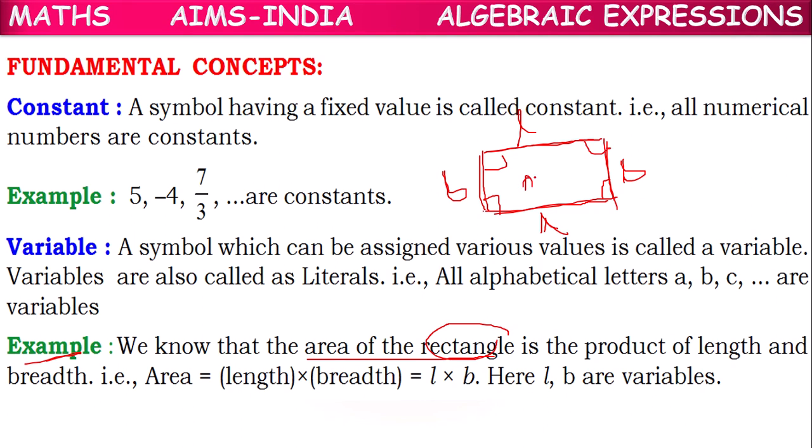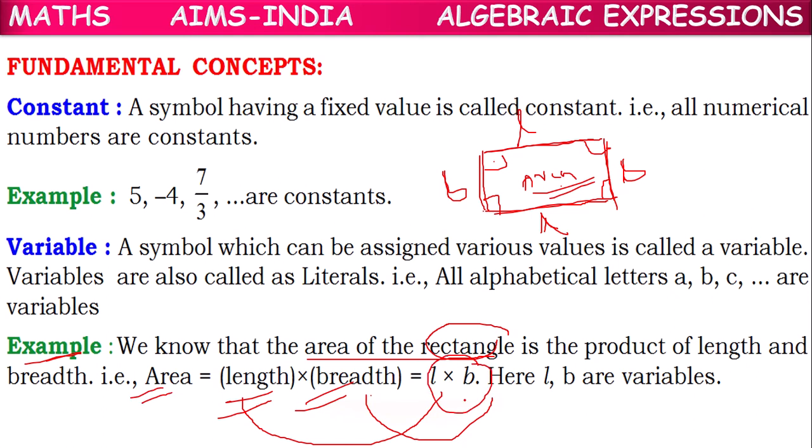The formula for the area of a rectangle is length into breadth, where we take the symbol L for length and the symbol B for breadth. So we can write the formula as L into B in shortcut form. Here L and B stand for variables, or literals. We can take any value in the place of L and any value in the place of B. Based upon the L and B values, the area of the rectangle will change.